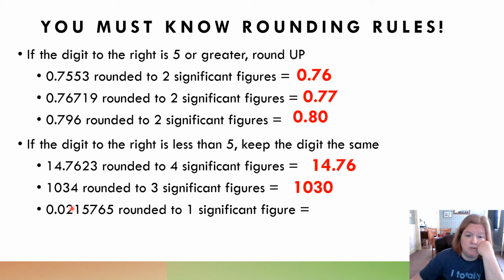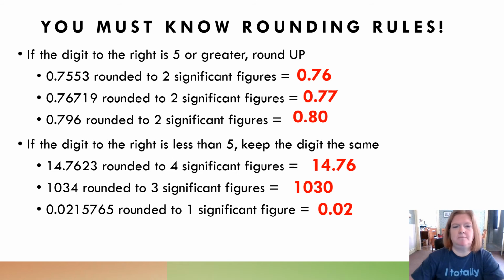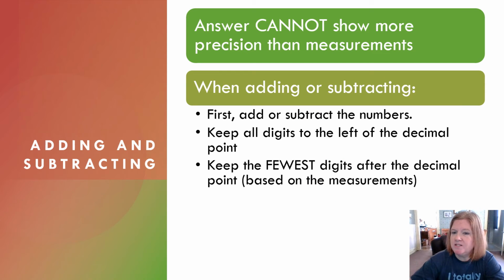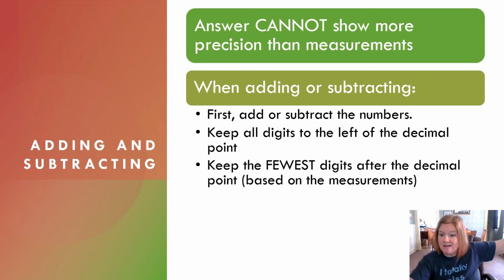Okay, I leave the 2 alone, and then I'm going to round down by getting rid of all of those. Like that. All right, answers cannot show more precision than the measurements. So when we add or subtract, first add or subtract the numbers. Just do that. Keep all the digits that are to the left of the decimal point. They all stay. Then we keep the fewest digits after the decimal point based on the measurements.